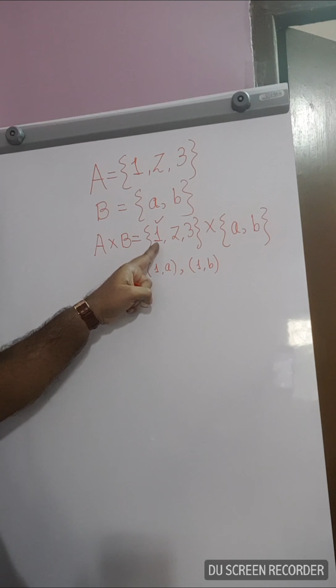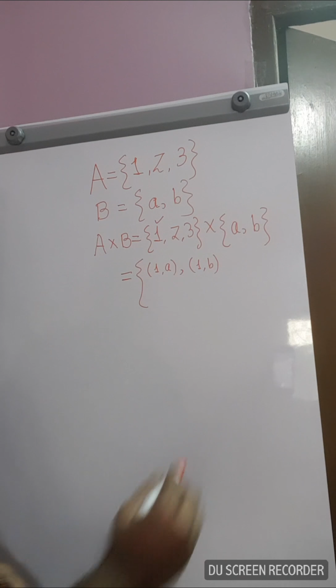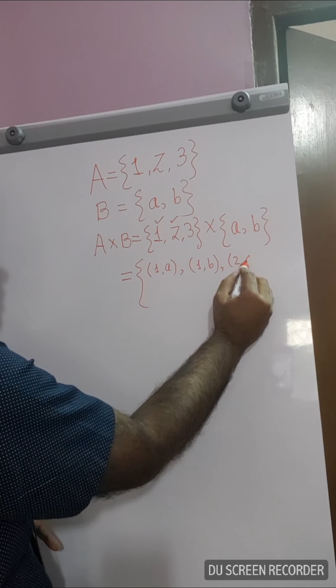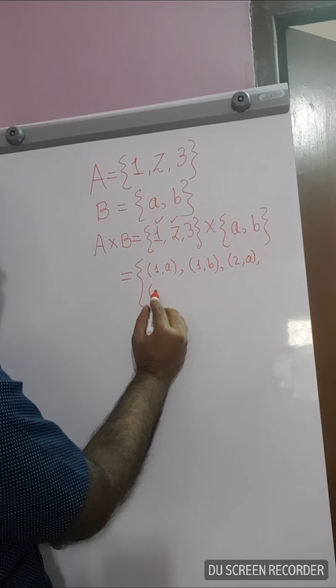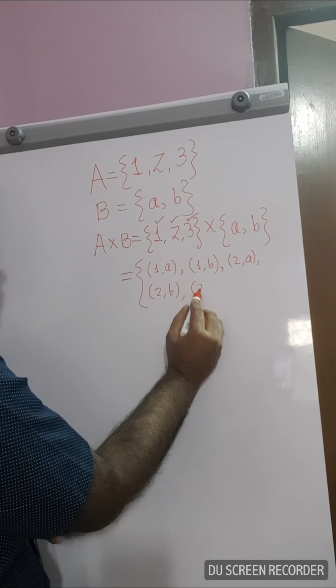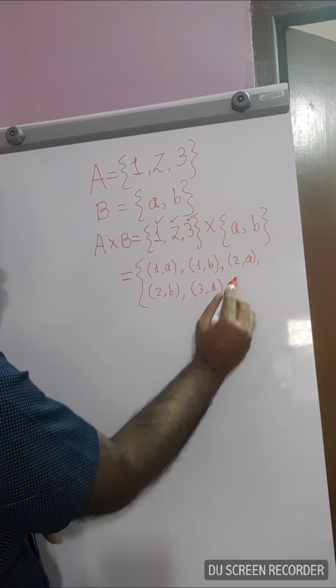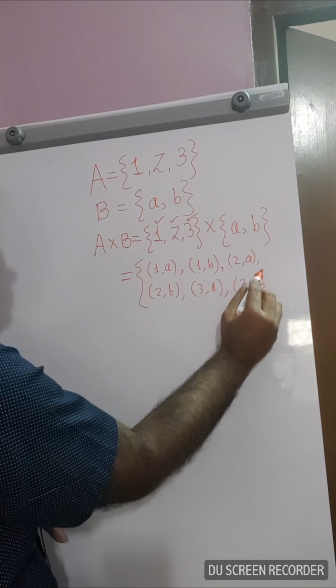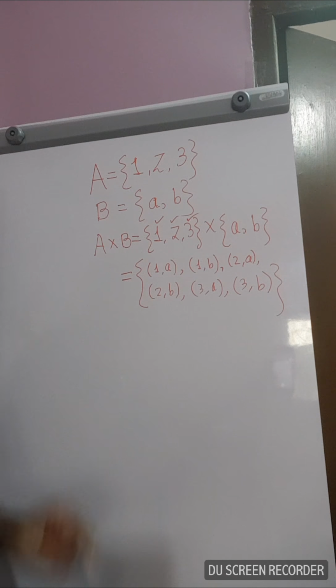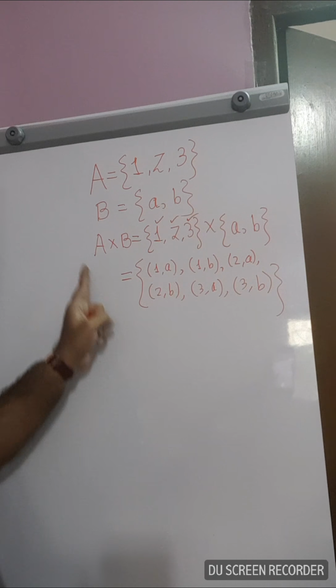So we have associated 1 to every member of B. Likewise, we can associate 2 with all members of B, that is we get another 2 ordered pairs, 2A and 2B, and likewise we associate 3 and we get 2 ordered pairs, 3A and 3B. So this completes the Cartesian product of A and B. So this is the Cartesian product of the two sets A and B.